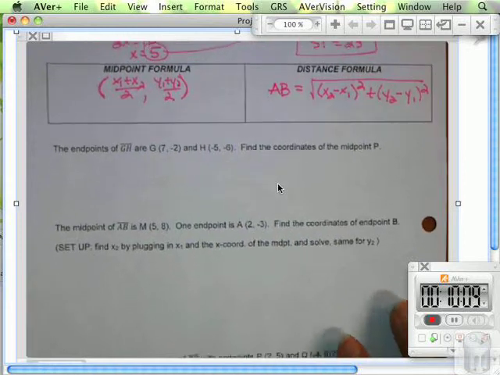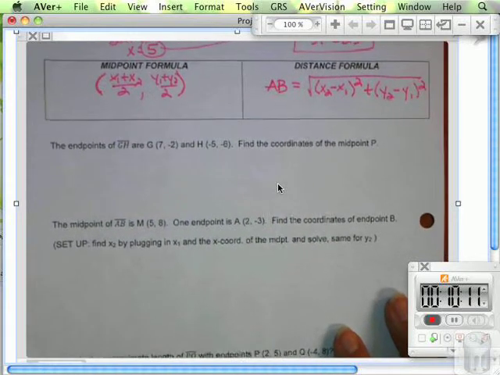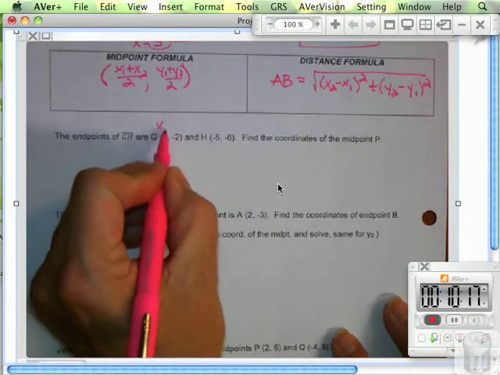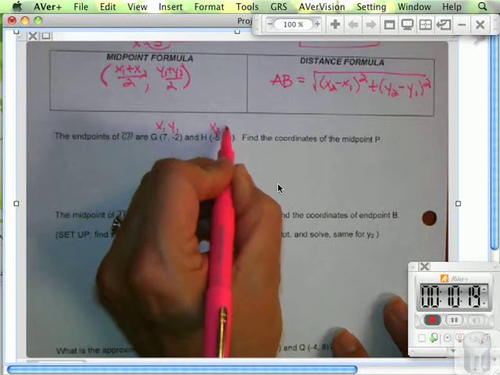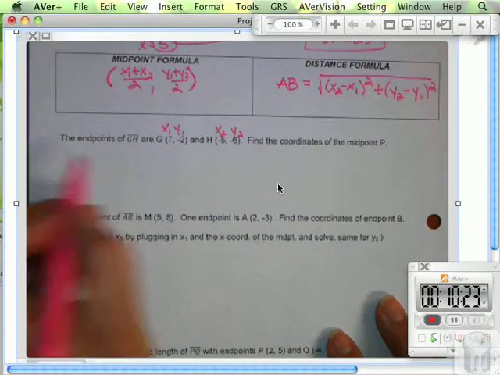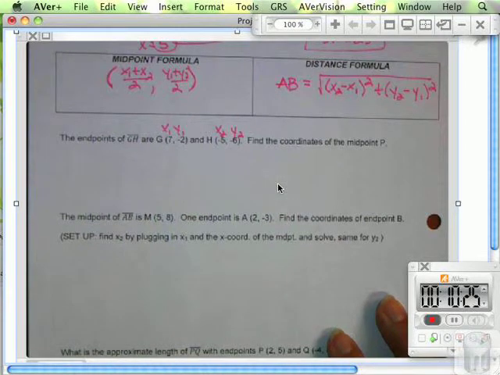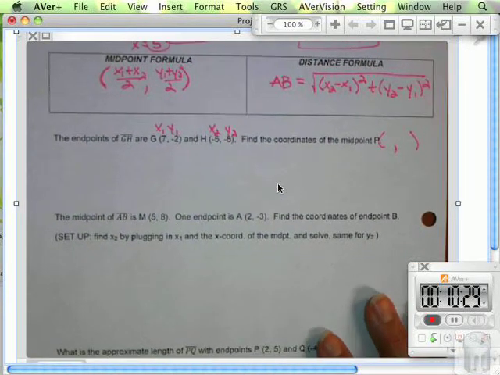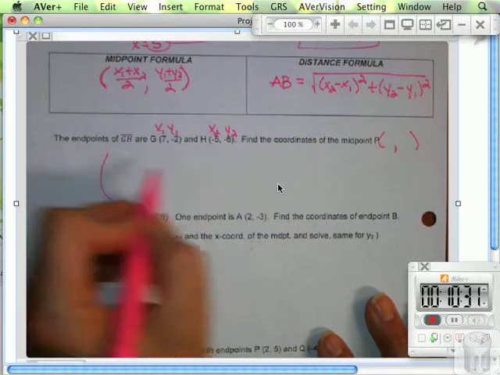The endpoints of GH are (7, -2) and (-5, -6). Find the coordinates of the midpoint. So I'm just going to label. You may not need to do this, but first point, second point. Of course, I'm looking for an ordered pair because I need a midpoint. I'm going to write my empty brackets there, and then I'll just set up the formula.